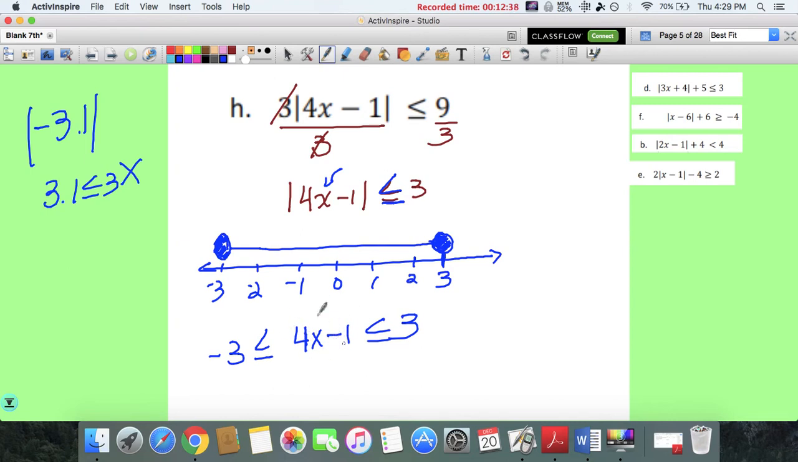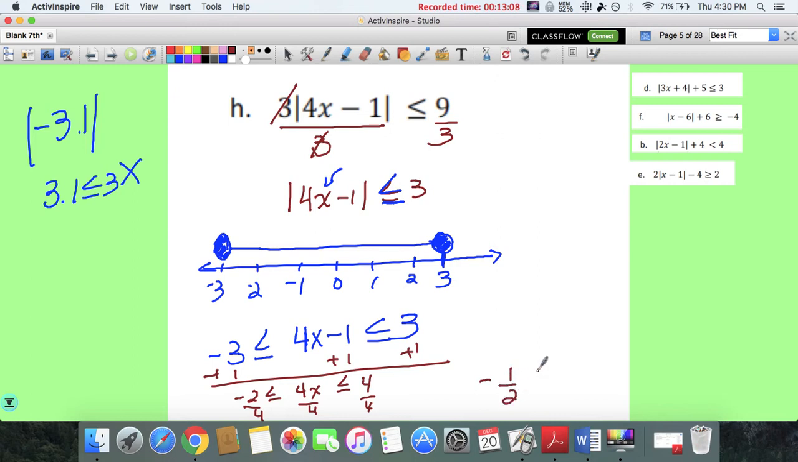Right? This value has to be between here. So whatever we find x to be, when we substitute, has to turn into a number that's between negative 3 and 3. Well, now you solve it. We're going to do plus 1 on both sides, on all 3 sides, sorry. This becomes negative 2, less or equal to 4x, less or equal to 4. Divide by 4, everybody divide by 4. If I divide by 4, I get negative a half on that side, less or equal to x, and less or equal to 1.